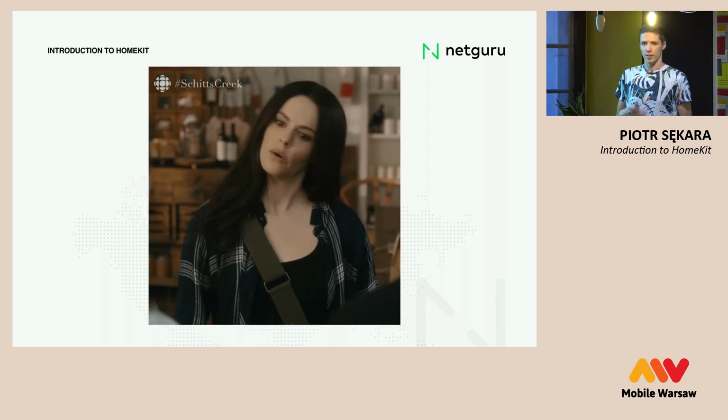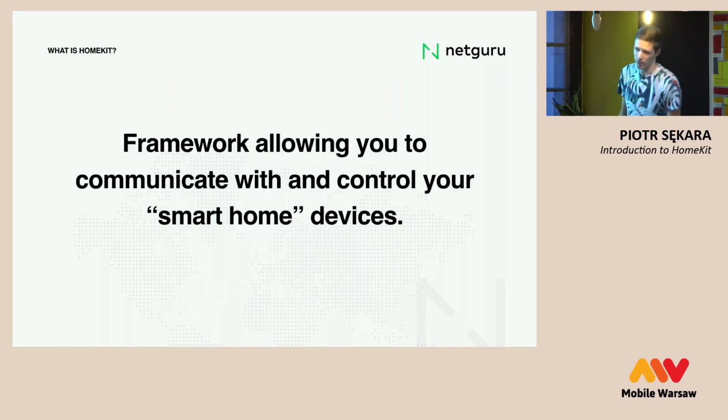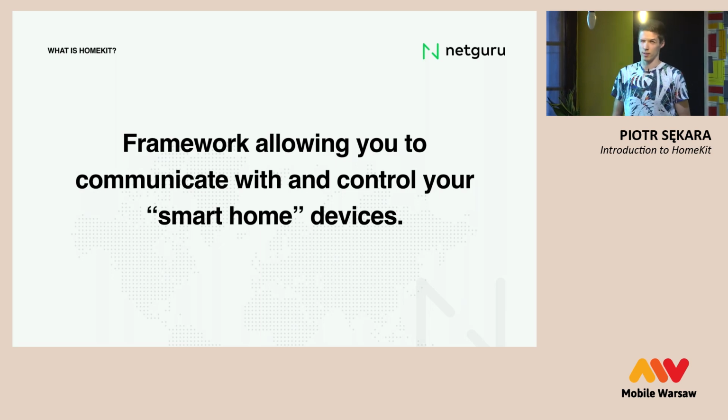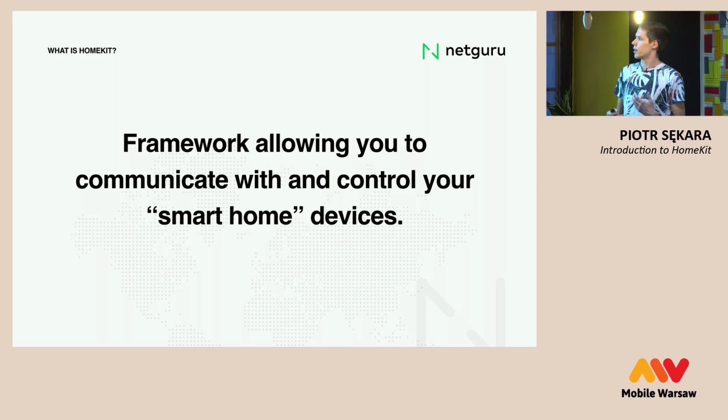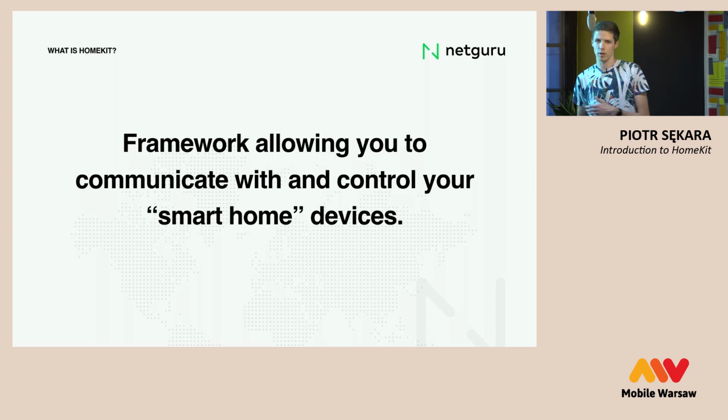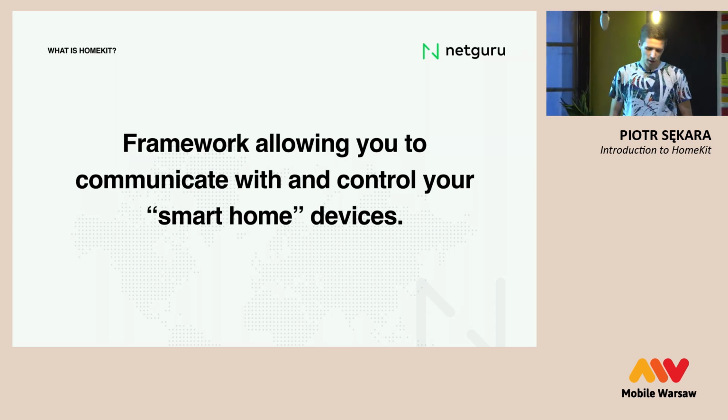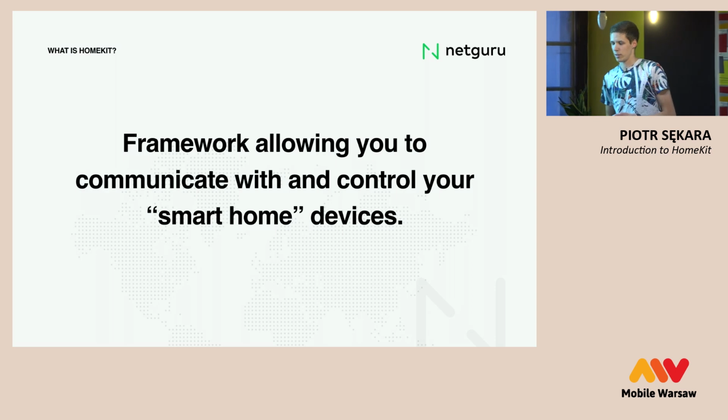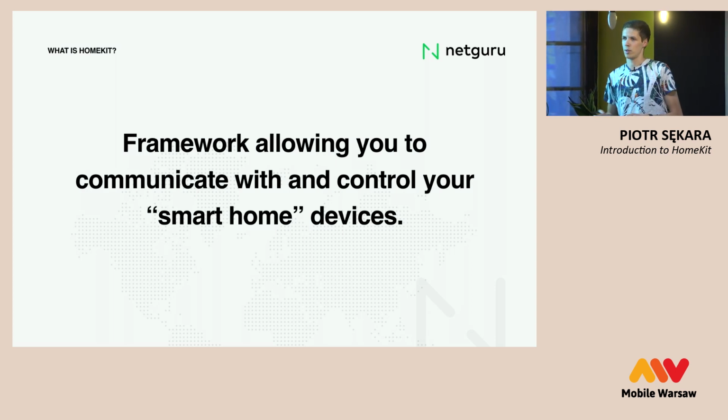First question: what is HomeKit? HomeKit itself is a framework that Apple released with iOS 8 in July 2014, and it was a framework which allows us to communicate with and control our smart home devices. You probably know that these days we have many devices that you can control over your iPhone, for example, a light bulb, a fan or an air conditioner.